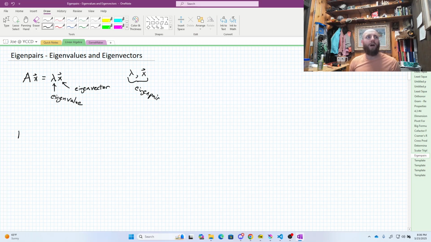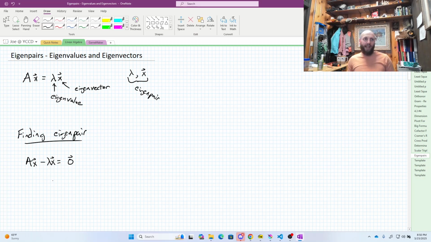So let's talk about finding an eigenpair. The way I'm going to locate an eigenpair is I'm going to look at this equation and manipulate it a little bit. I'm going to say Ax minus lambda x is equal to the zero vector. So I performed a little bit of vector addition to both sides. I added the vector negative lambda x to both sides here.